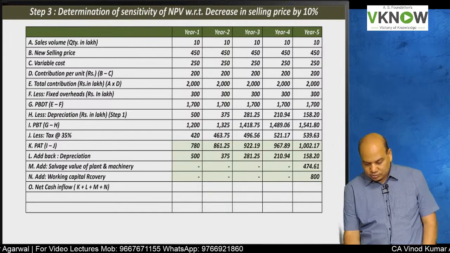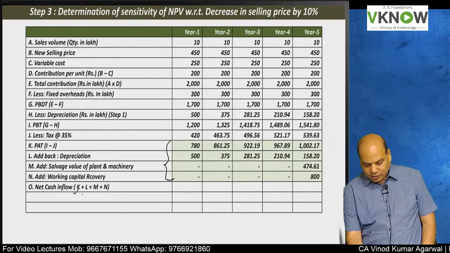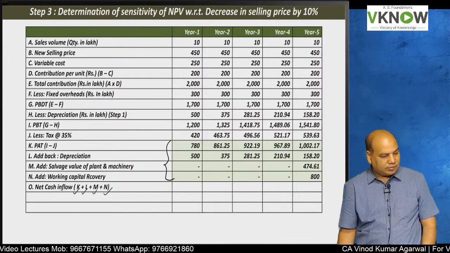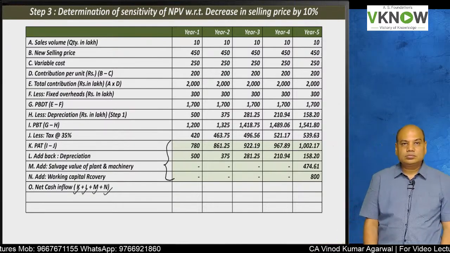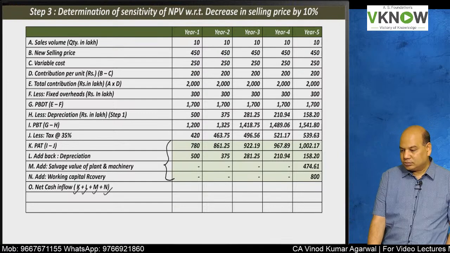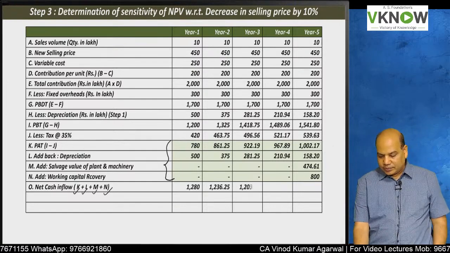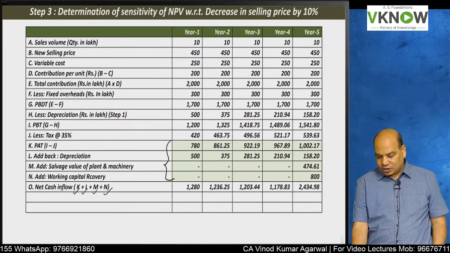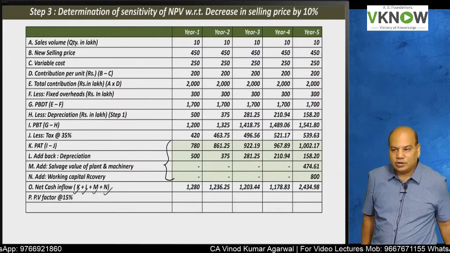Now net cash flow. Add these 4 lines: K plus L plus M plus N. Please solve yourself. After solving, check the answer. Write PV factor and compute present value.